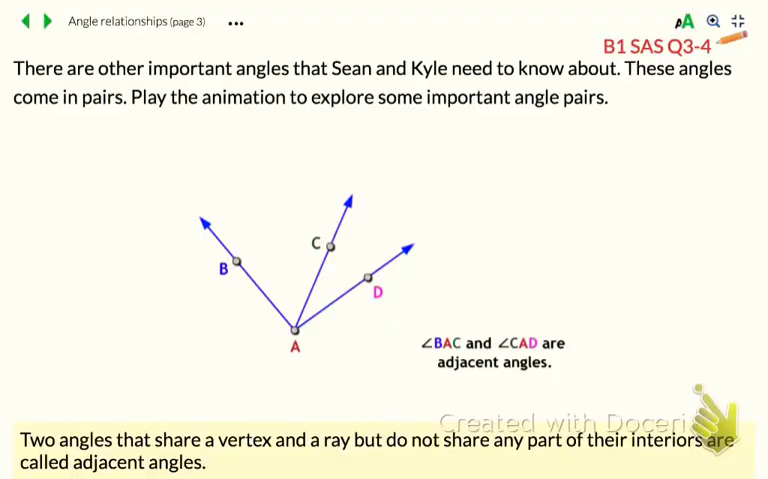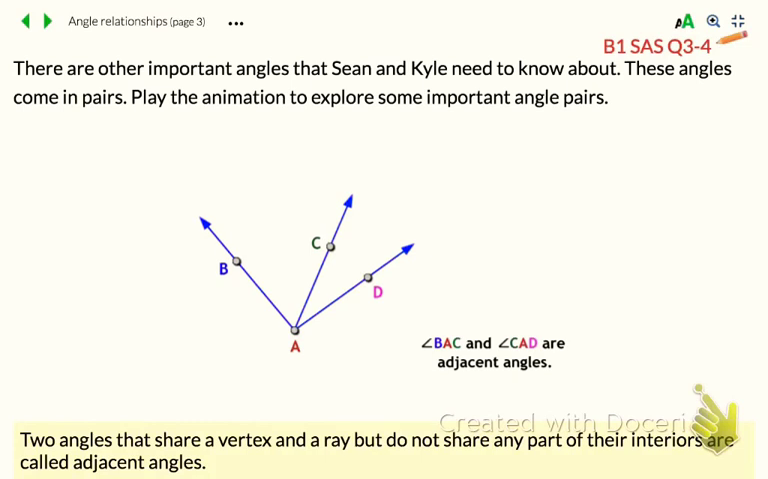There are other important angles that Sean and Kyle need to know about. These angles come in pairs. Play the animation to explore some important angles. Two angles that share a vertex and a ray, but they don't share any part of their interiors, are called adjacent. So another way I like to think of adjacent is that they touch.